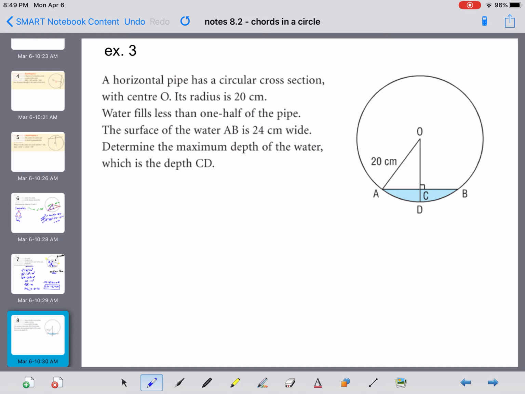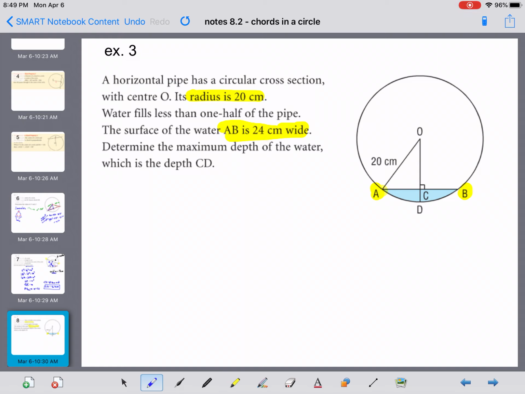Now, it gives me a whole bunch of information. A couple of things that we need to know is the line segment. I'm just going to highlight it here, it tells us that AB is 24 centimeters wide. So that means from A to B is 24 centimeters. Okay? It tells us our radius is 20, and it shows that in the picture as well. So those ideas can easily now be used to come up with a solution.